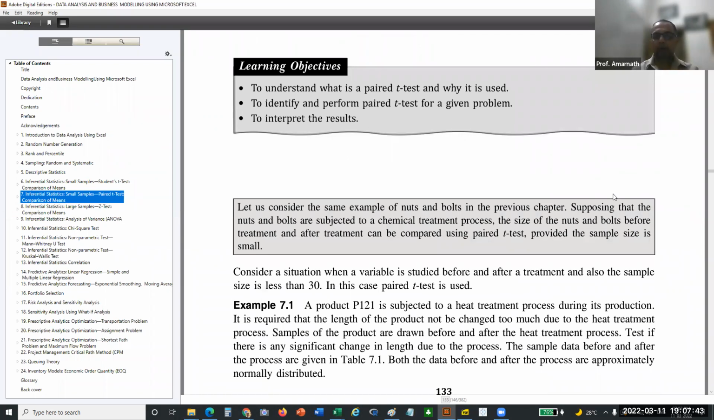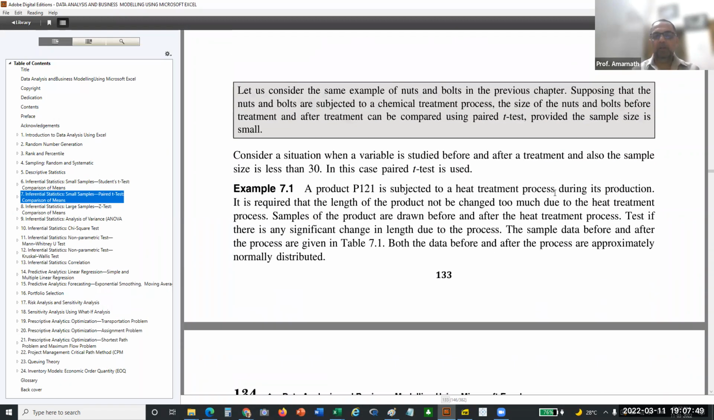A product P121 is subject to a heat treatment process during its production. It is required that the length of the product not be changed too much by the heat treatment. Samples of the product are drawn before and after the heat treatment. Test if there is any significant change in length due to the process. The sample data before and after the process are given below. Both are approximately normally distributed. So already we assume that it is normally distributed. This assumption has to be made by the analyst, so that has to be kept in mind.